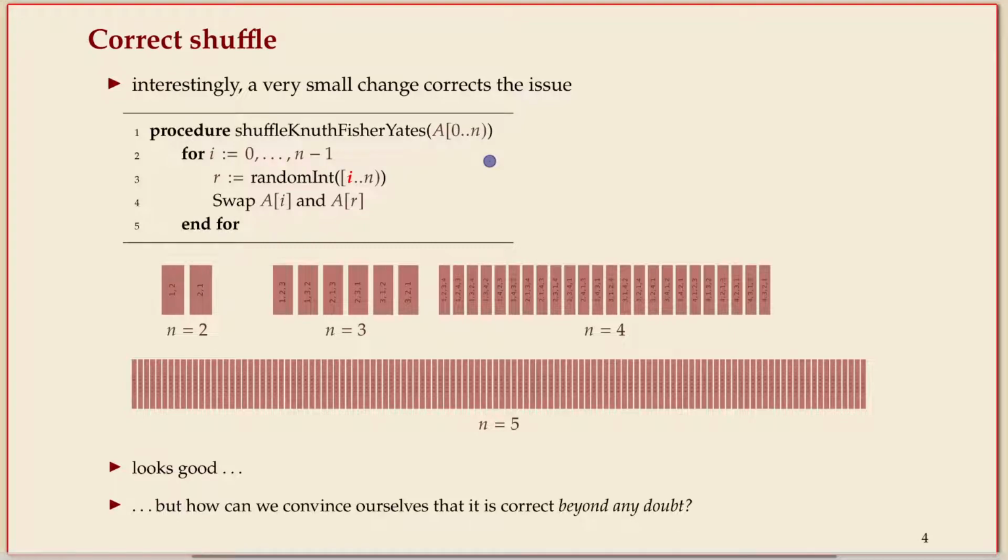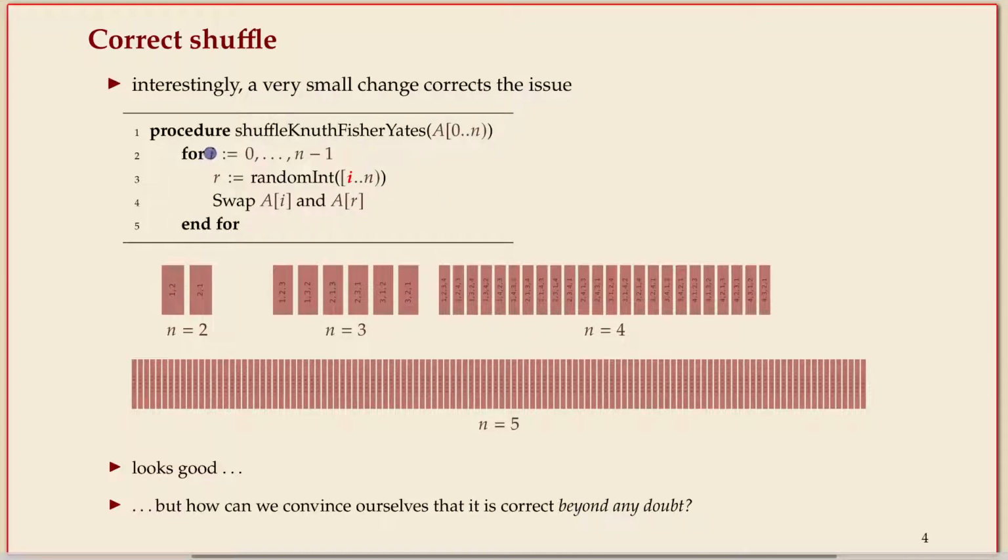The fix for this is super simple. It's a single symbol you have to change. Instead of 0, you put an I here, and then it works. Intuitively, why that is so different, think about how a single element can travel. In the original algorithm, it could be swapped several times around if it got selected again.